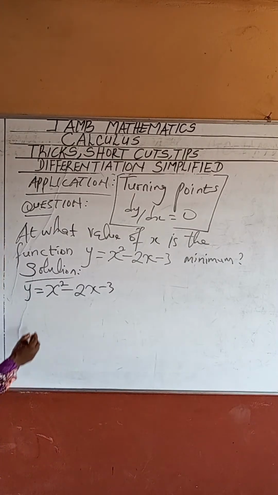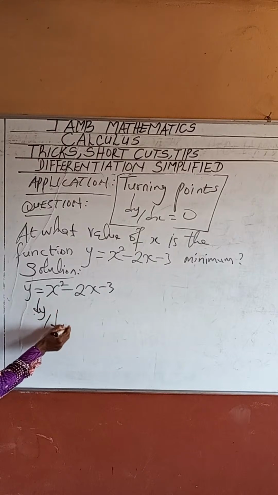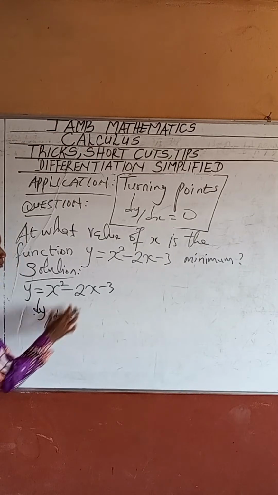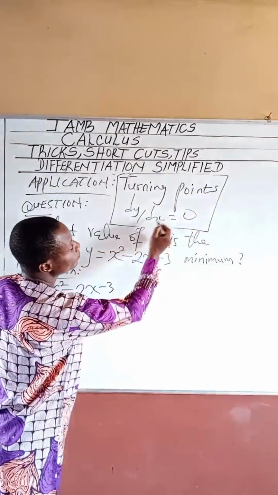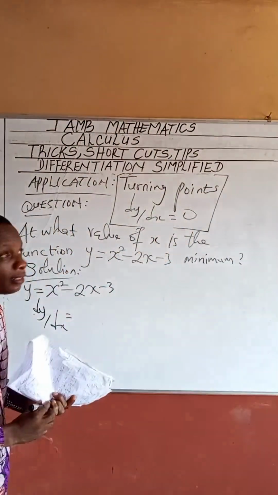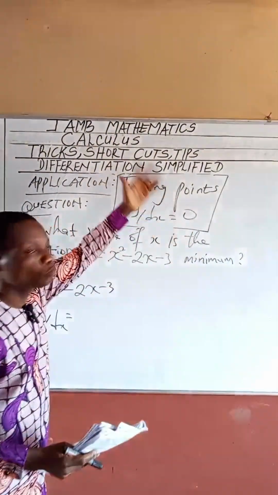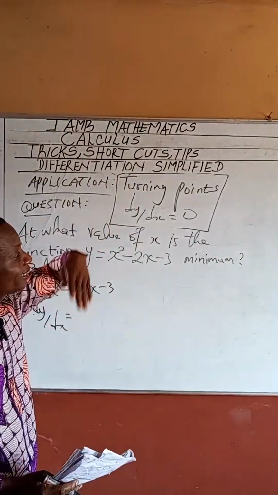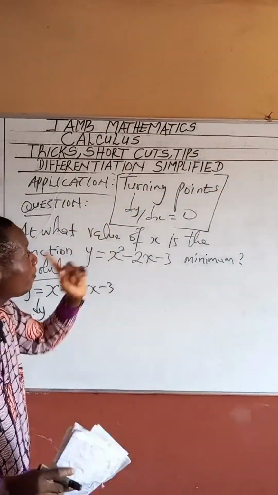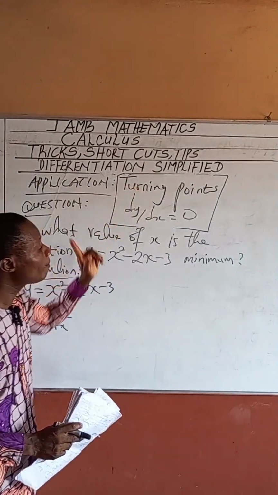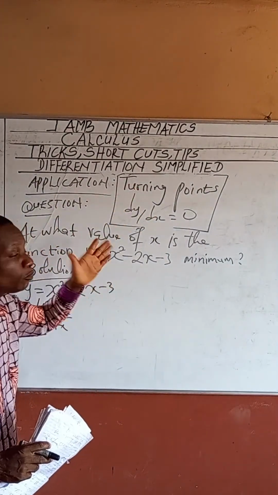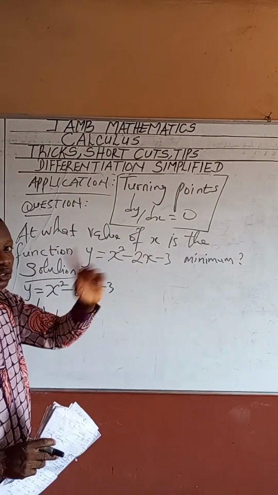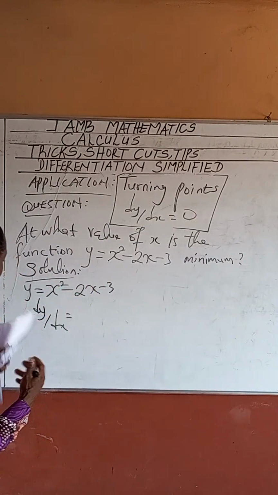Minus 3. So don't forget, x squared is what we have here. We have to differentiate. When we differentiate it, equate it to 0. Look at it here. Remember, dy/dx can be 0, 1, 2, 4, 5, 6, 8, 9, 10, or anything. But in turning points, maximum or minimum, dy/dx must be 0 because there's no change in y. So dy/dx must be 0.